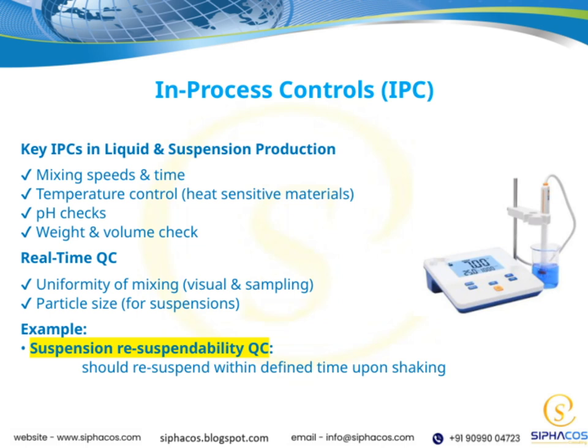A good example of real-time QC is suspension resuspendability. We test whether a suspension can be resuspended within a defined time after shaking. This helps us confirm that the suspension remains stable and easy to redistribute, which is essential for product performance and patient compliance. All these controls, both IPCs and real-time QC, are interconnected. They help us catch issues early, maintain product quality, and ultimately ensure we deliver safe and effective medicines.